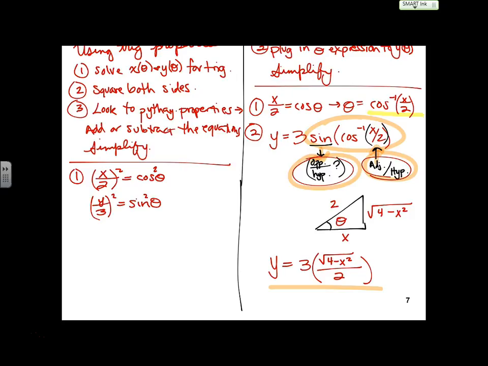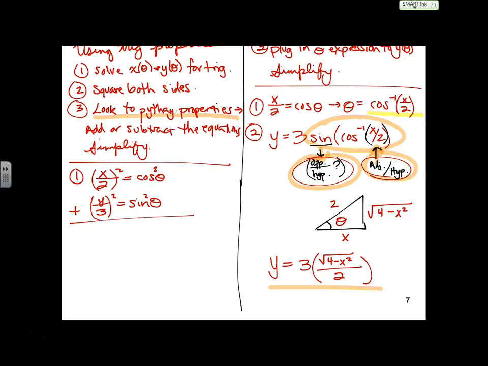Now, this is where it gets a little tricky if you've been able to follow me so far. Look to the Pythagorean properties. Do you guys see a cosine squared and a sine squared? Oh, if only we had cosine squared plus sine squared. Because what would that equal? Plus. Okay, well, add or subtract the equations. Well, the Pythagorean property says plus. So I'm going to add the two equations.